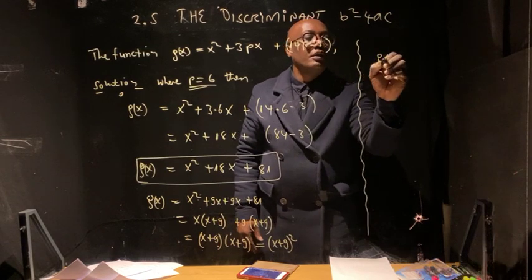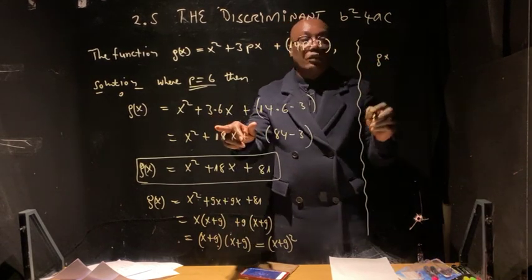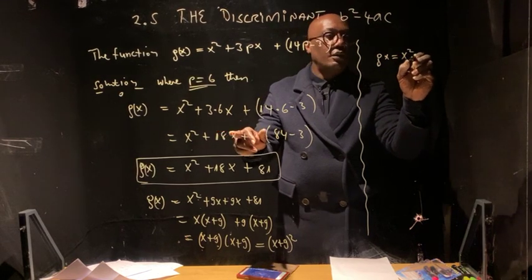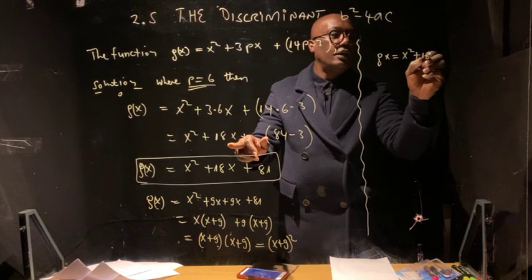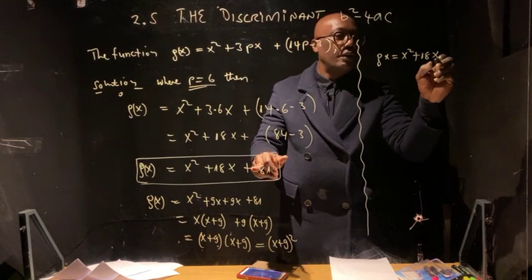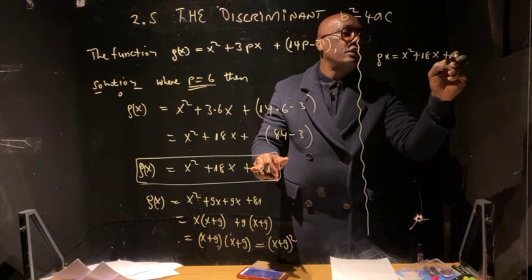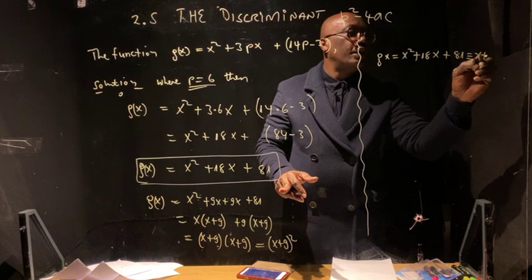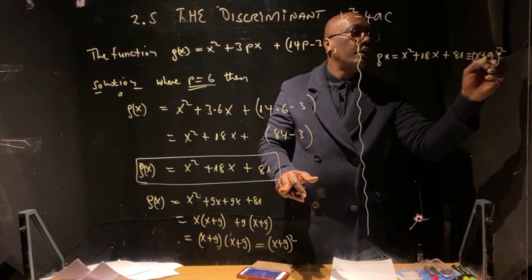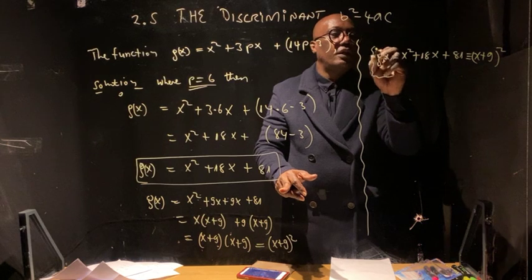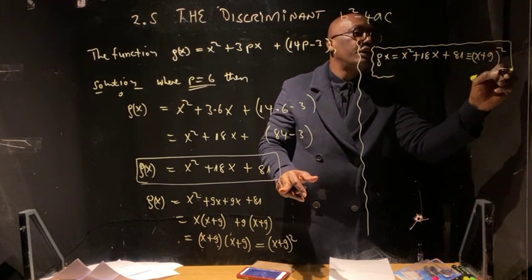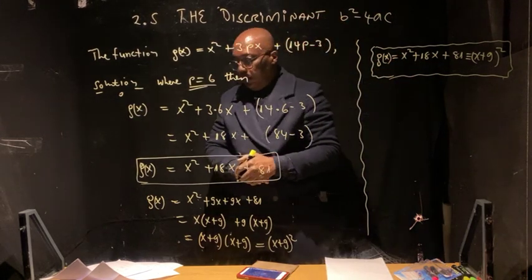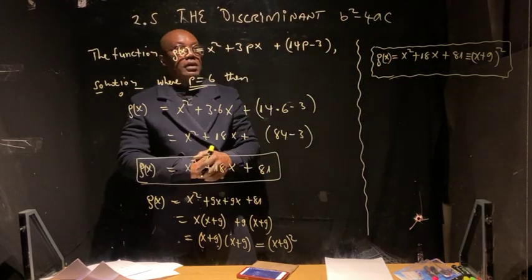Therefore g of x, which is x squared plus 18x plus 81, is identical to x plus 9 squared. We have seen that this is a repeated factor. G of x is a repeated factor. And that should be the conclusion of the whole question.